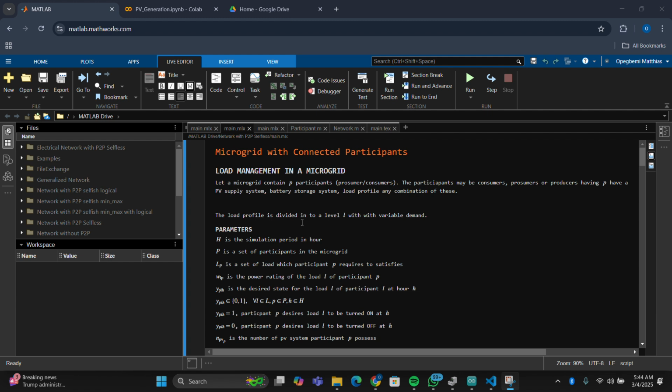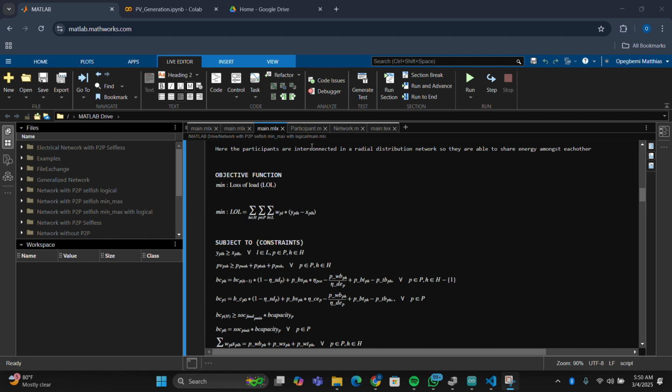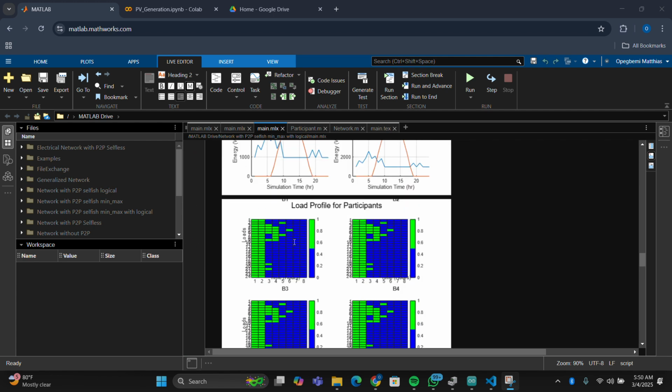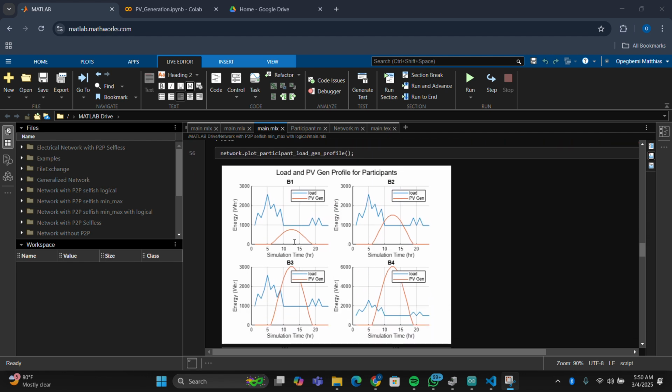For the optimization, one of the first things was that I had to formulate the model. The objective function was the loss of load, which is the time or the energy that could not be served, that the user wanted to serve. So let's walk through the beginning. For this particular simulation, there were four participants in the network: B1, B2, B3, and B4. Each of them has the same load profile but different PV generation sizing, right?